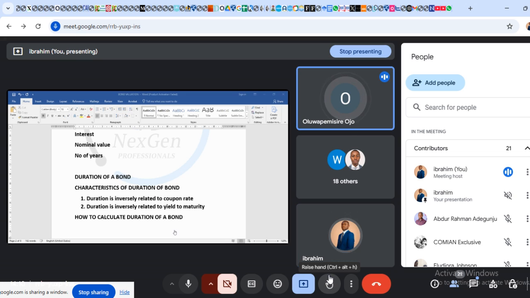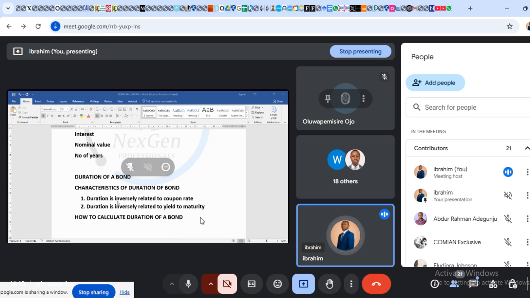So duration is inversely related. Of course, duration is like when will I recoup my investment, up to maturity. They are inversely related. Yes, maturity is different. So that is the characteristics of duration of a bond. Now, the question is how to calculate the duration of a bond.